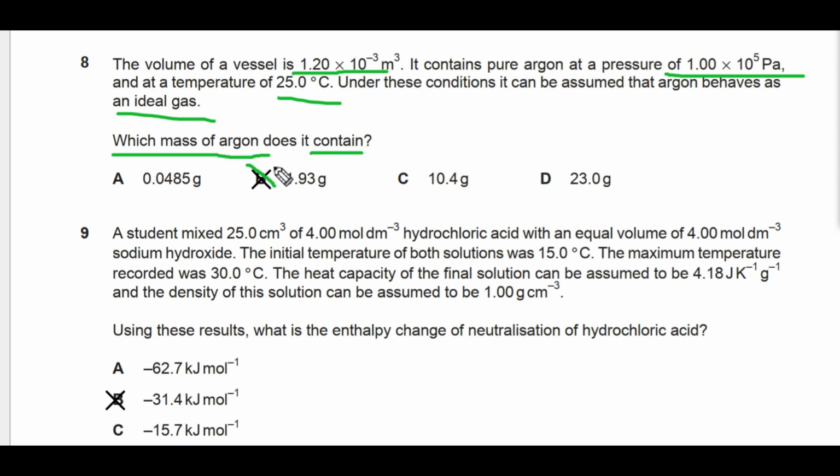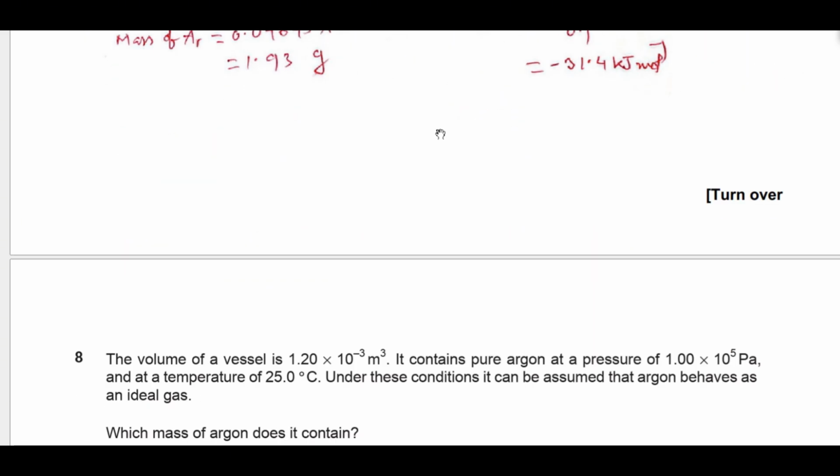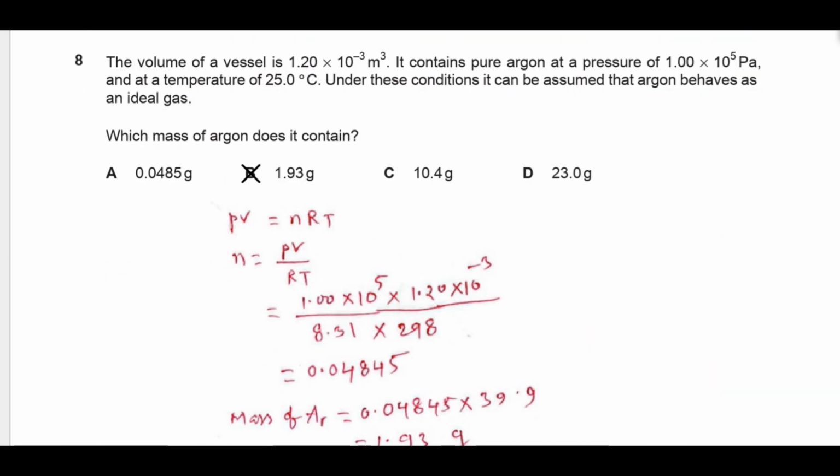If you calculate, you will get 1.93 gram. So how do you calculate? First, PV equals nRT, the ideal gas equation. So the number of moles, n equals PV by RT. P is given, 1 times 10 to the power 5 Pascal. V is 1.2 times 10 to the power minus 3 meter cube, and R is 8.31.